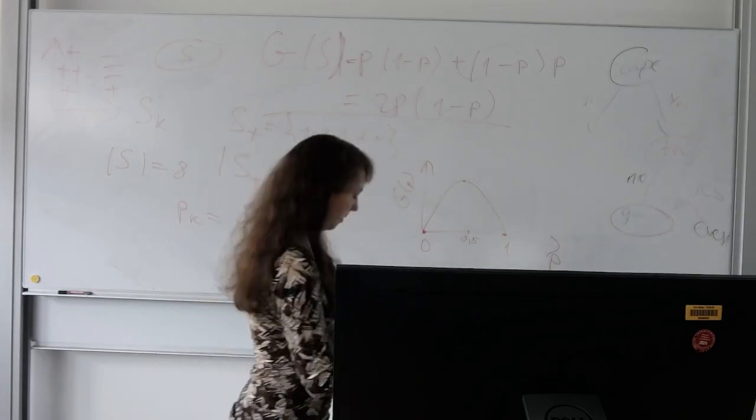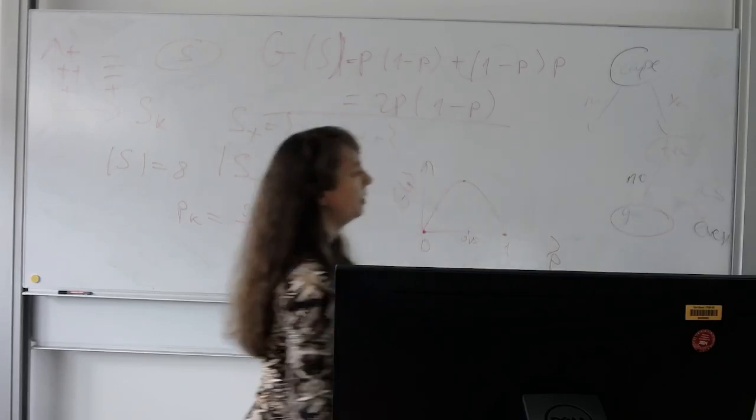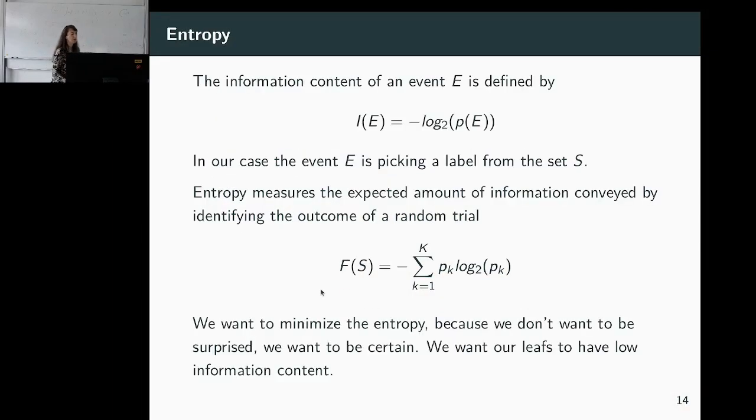Okay, so this is basically what Gini does. So Gini calculates it like this, depending on this probability. And then there is entropy. It has a slightly different calculation. It asks what is the information content of our event. So now we're not talking about probabilities anymore. Okay, we do, but not in this sense. But we say, okay, what is the information content of event E? And our event E would be picking the label of our class from the set S. And this formula which you see is just the definition of information content.